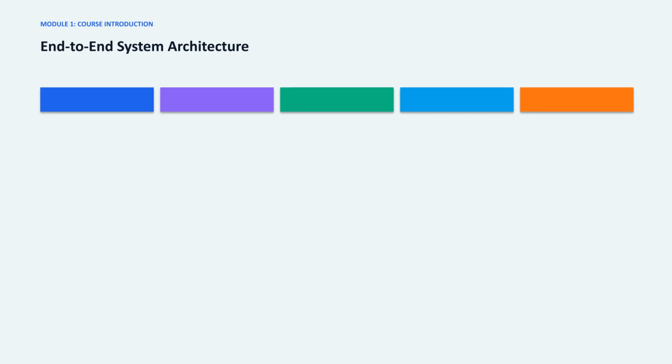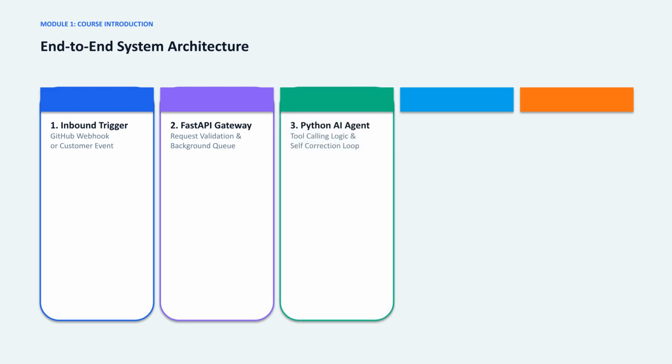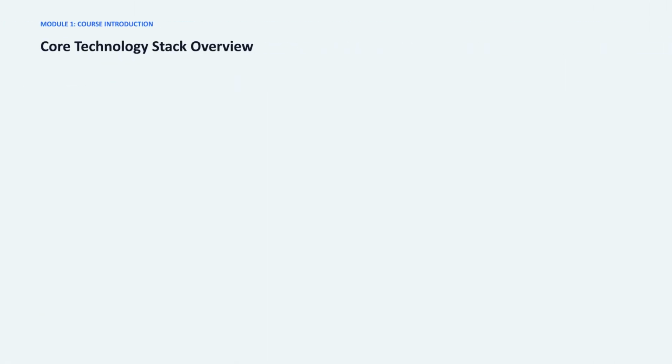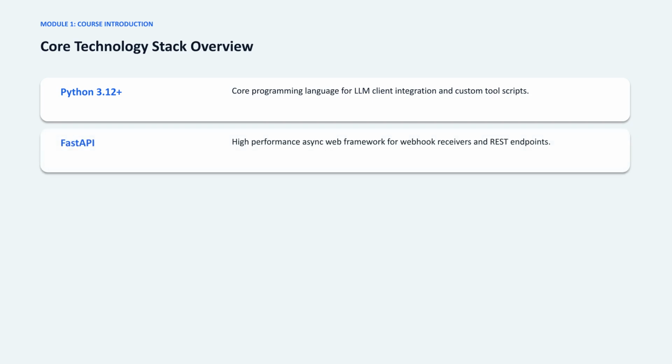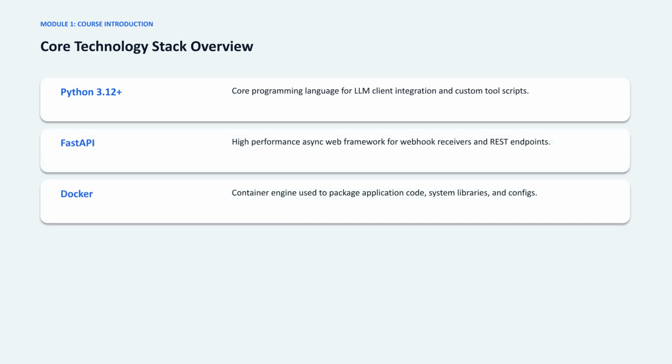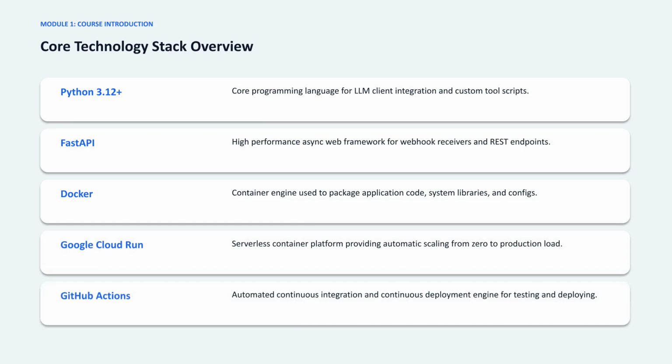The end-to-end architecture begins with an inbound trigger, passes through our FastAPI gateway where the AI agent processes the task using its reasoning loop, before finally deploying the container to the cloud via GitHub Actions. Our technology stack includes Python 3.12, FastAPI for our web interface, Docker for reliable containerization, Google Cloud Run for scalable execution, and GitHub Actions for continuous integration and deployment.